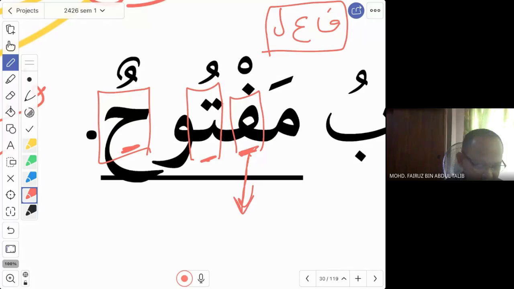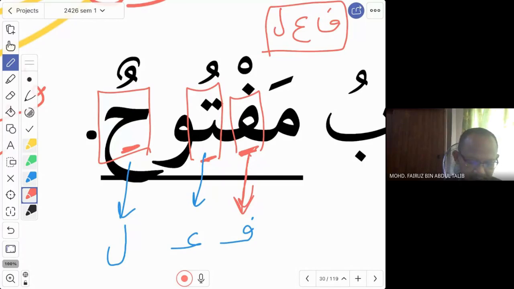So the first letter in the wazan is always the letter fa. The second letter of the wazan is always the letter ain. The third letter of the wazan is always the letter lam. Okay. What about the rest? The rest are additional letters. So mim, additional letter, and waw, additional letter. So you just write the additional letter.